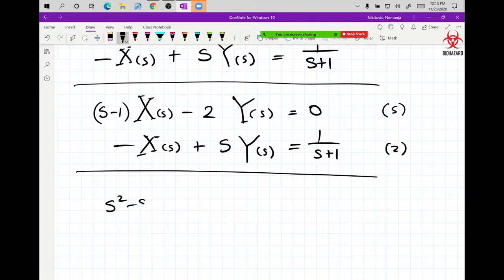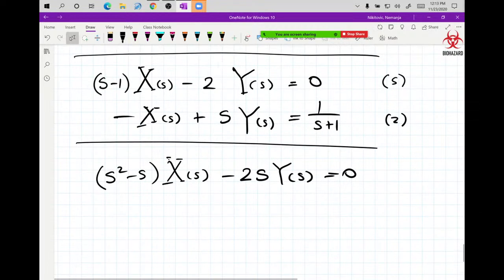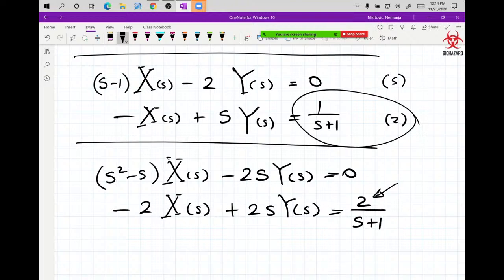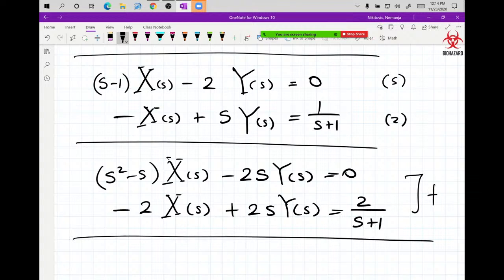That's going to be s squared minus s times x of s minus 2s y of s equals 0. And then the bottom one times 2, which is negative 2x of s plus 2s y of s is equal to 2 over s plus 1. This one is also known as a grade killer because you forget to multiply this side by 2. I don't know why, but you do. And now we add the two equations, which will kill y.